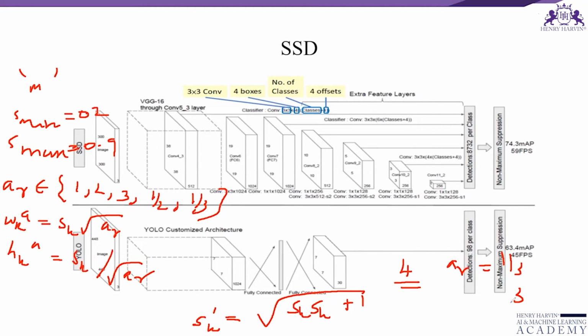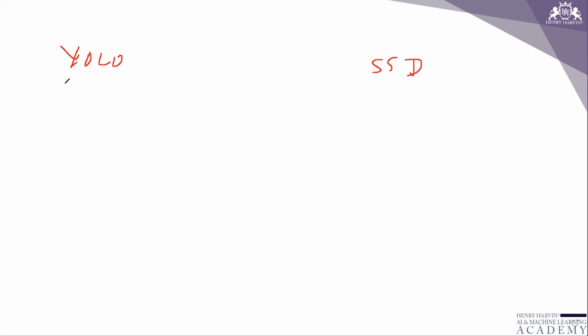Now we may be thinking, what is the difference between YOLO and SSD? So what are the differences? YOLO, You Only Look Once, is an open source method of object detection. It can recognize objects in images and videos.